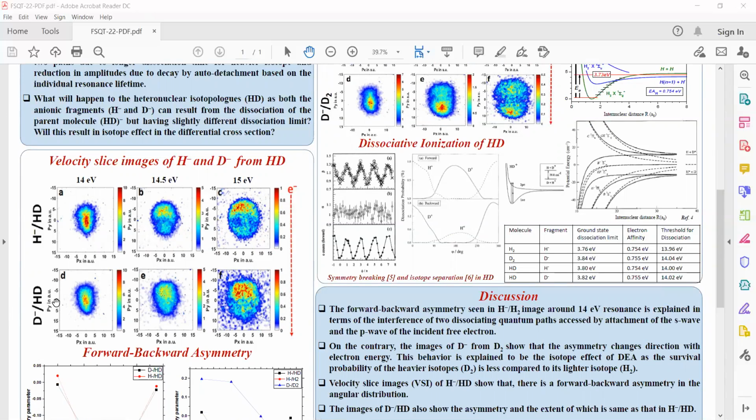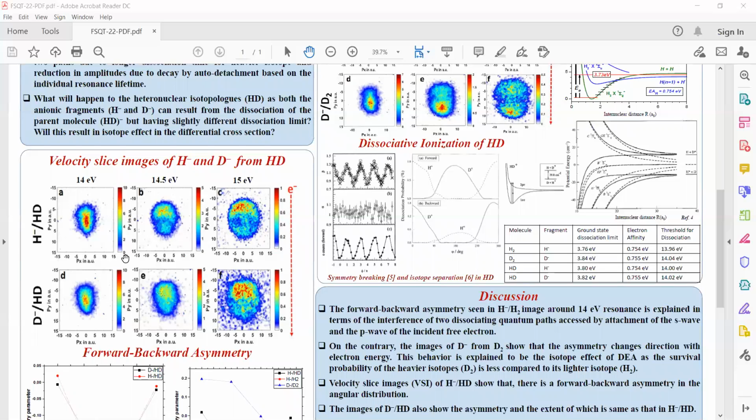As we can see here, the backward ion intensity is more in comparison to the forward ion intensity, and this asymmetry increases with energy. The images of D minus from HD also show the asymmetry, and the extent of it is the same as that in H minus from HD. In both cases, backward ion ejection is more favored over forward ejection.